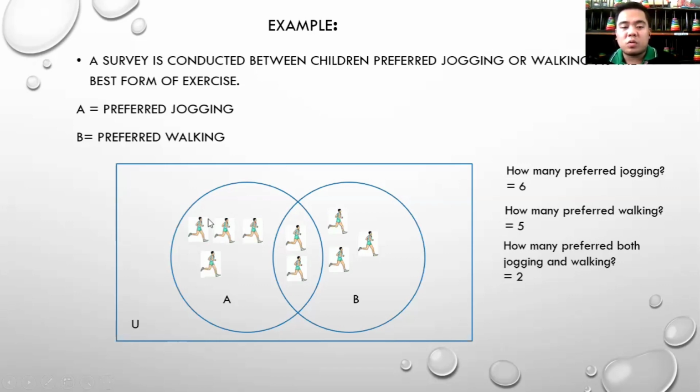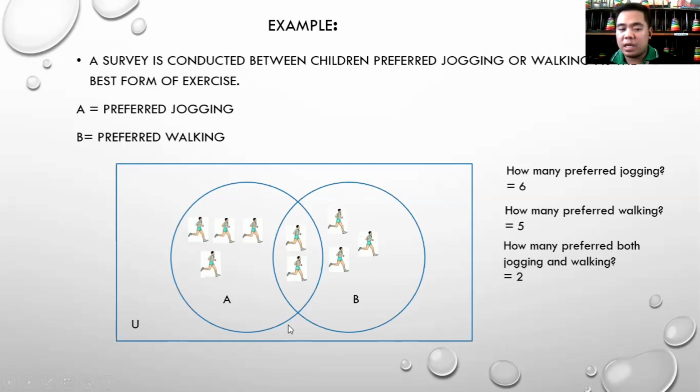Itong 4 na to sa set A, walking lang yung sinagot nila. At itong 3 is ito sa set A, jogging lang yung sinagot nila. Itong 3 na to, ang sinagot nila ay walking as the best form of exercise.